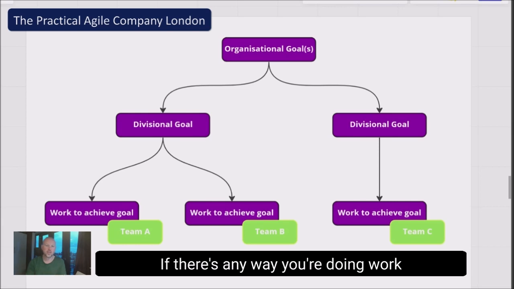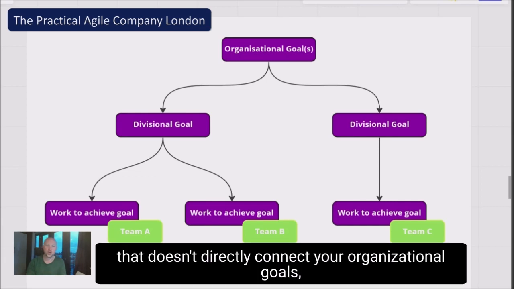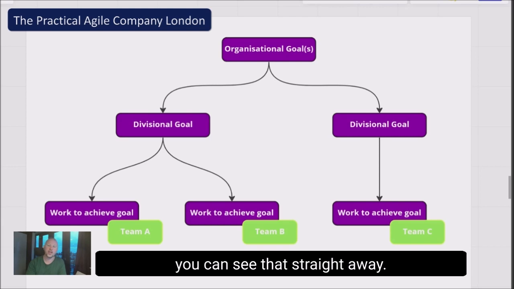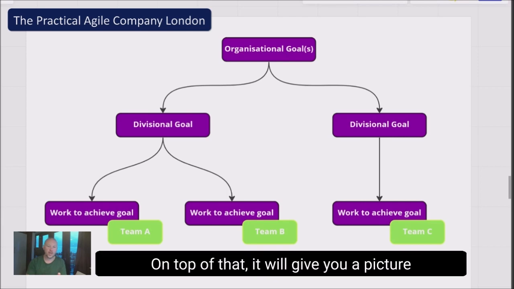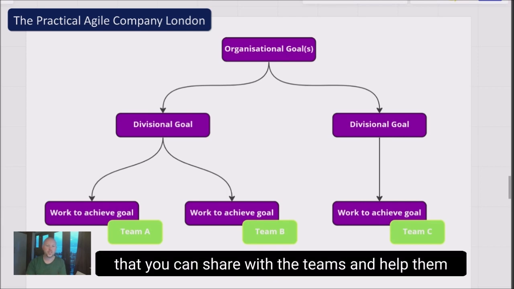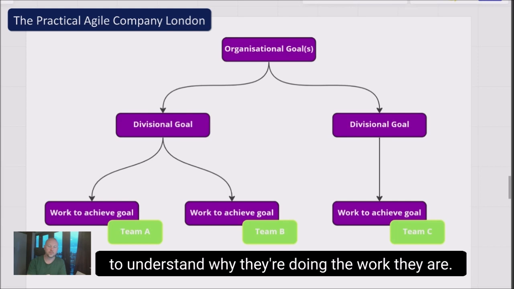If there's any work you're doing that doesn't directly connect to your organizational goals, you can see that straight away. And then you can start to ask the question, is this the right thing to be doing? On top of that, it will give you a picture that you can share with the teams and help them to understand why they're doing the work they are.